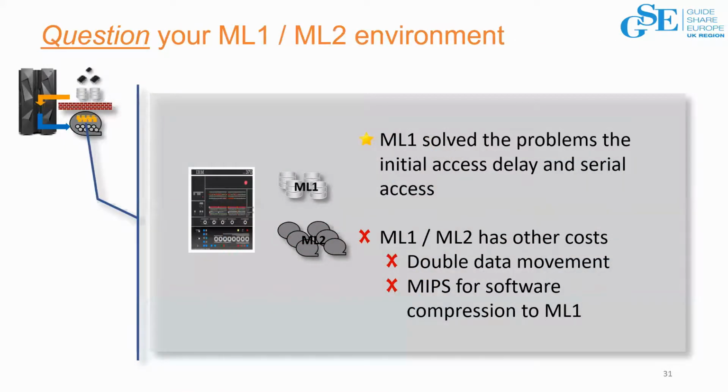So when thinking about your tiered environment, we want you to really question your use of HSM's ML1 and ML2 tiers and how your environment is serving your business, especially as technologies are changing. ML1 obviously allows you to get your migrated data faster. However, as you know, having a mixed ML1 and ML2 environment incurs additional costs with this double data movement, and there's MIPS for software compression to ML1.